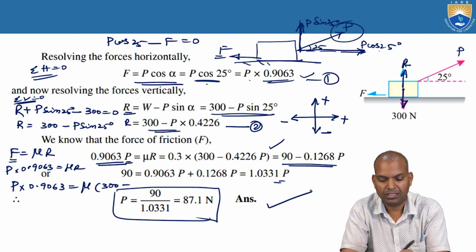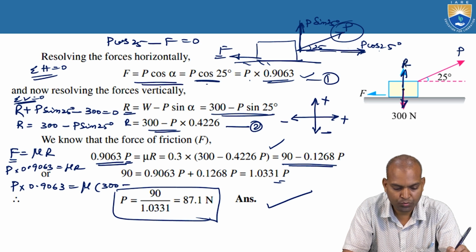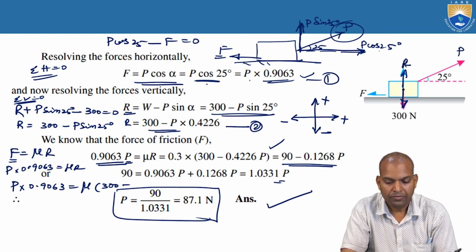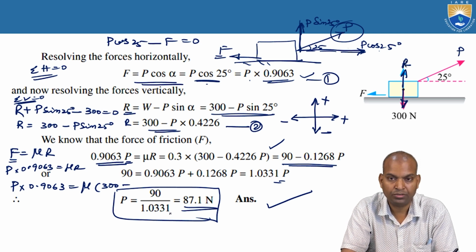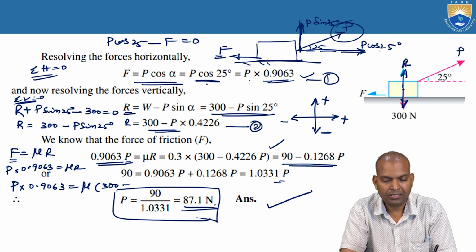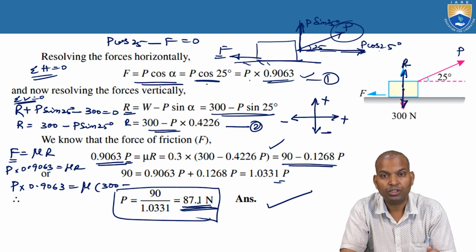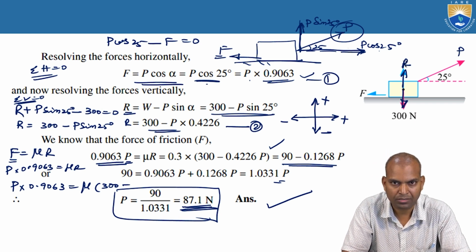This is the answer. At what force does the body tend to move? For the 300 newtons weight of the body, at an inclination of 25 degrees, if you want to move the body, the effort required is 87.1 newtons. So in order to move the body, less force is required. This is the law of the simple machine principle.